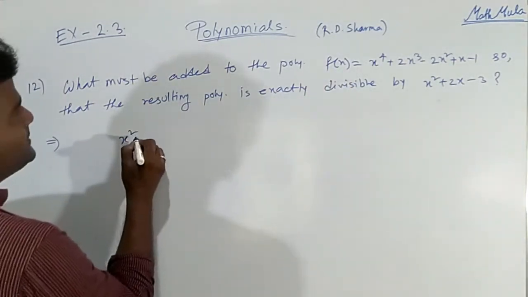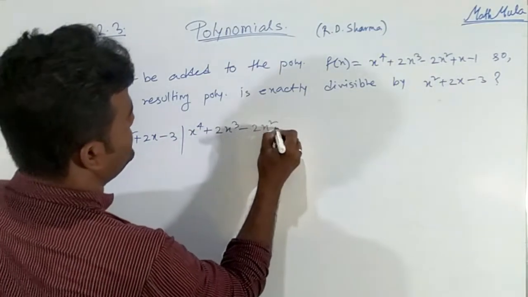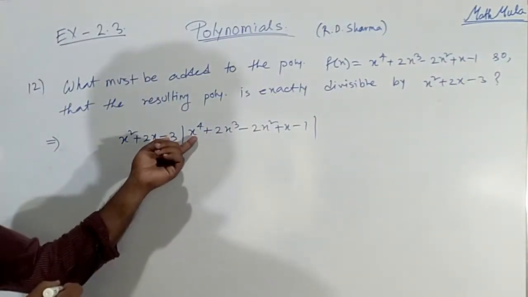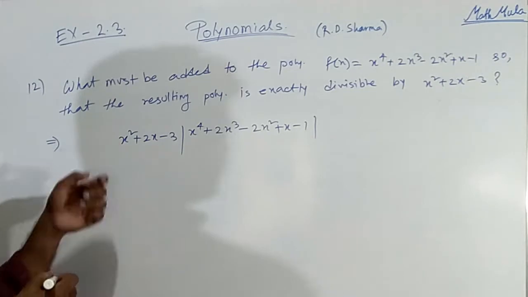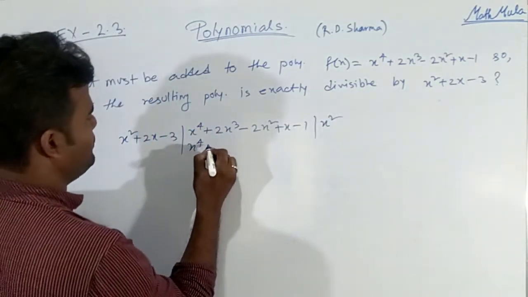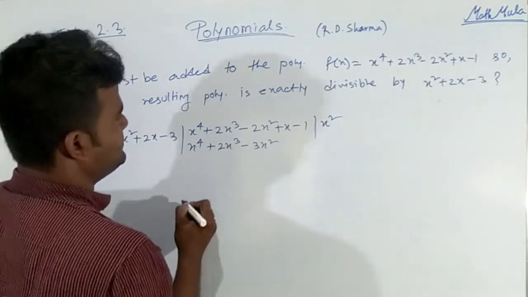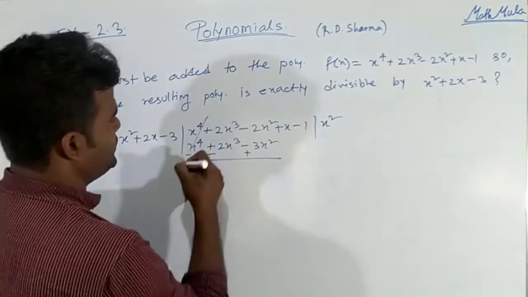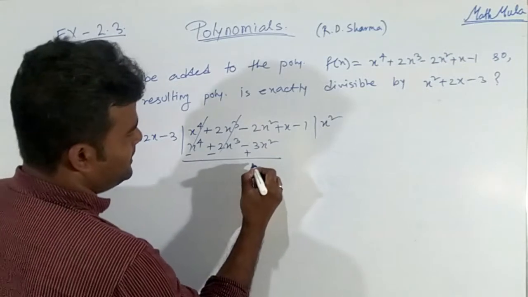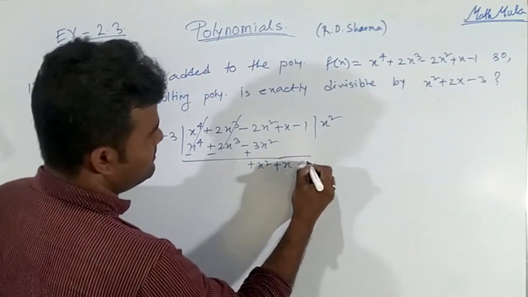First we divide f of x by the given other polynomial, x square plus x minus 1. Now look, this is x to the power 4 and it is x square, so we just multiply by x square, then we get x to the power 4 plus 2x cube minus 3x square. That's it. Now subtract it. It will be cancelled. It will be cancelled also. Now minus 2x plus 3x will be plus x square. Then plus x minus 1.